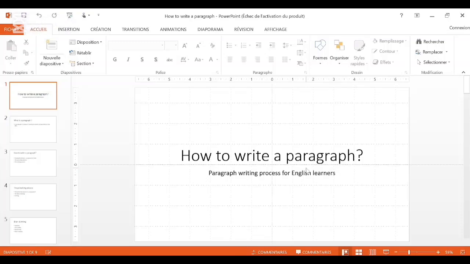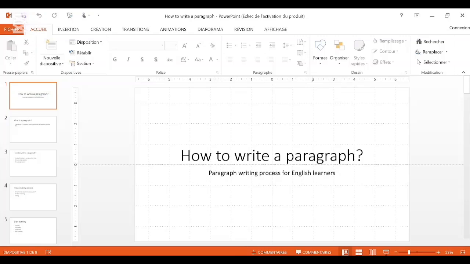Today we are going to talk about how to write a paragraph. Paragraph writing is a process of English learning. When learning English, you need to write paragraphs. When you know how to write a paragraph, it can help you when writing your CV, writing your own book, and giving more information. It's a writing skill that can really help you in your life. So watch the video till the end and we start.